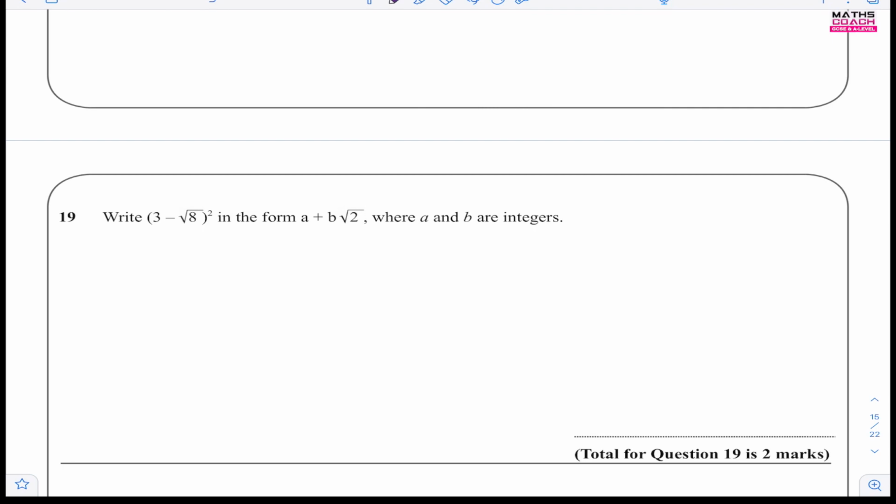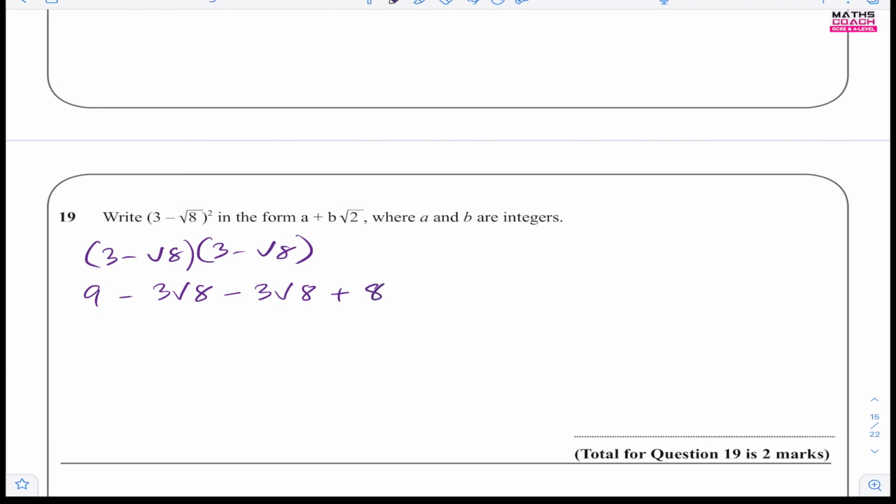b are integers. Alright, so if we expand this bracket, we have 9 minus 3 root 8 minus 3 root 8 plus, because the minus and the minus is a plus. Now what you can do is, if you do root 8 times by root 8, you could write root 64, or you could just write 8. So I'll just write 8.